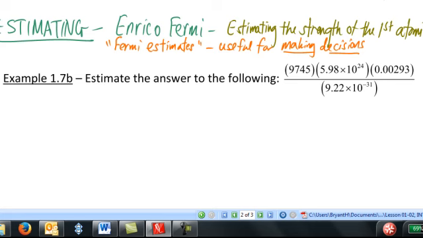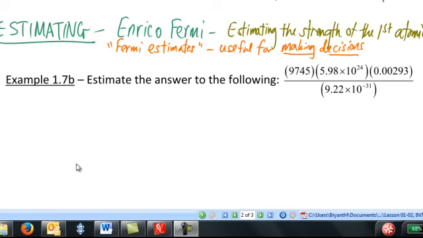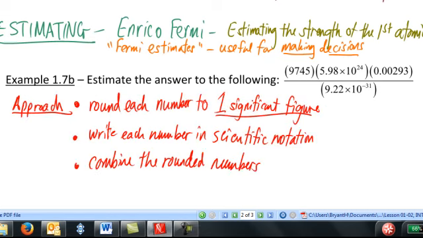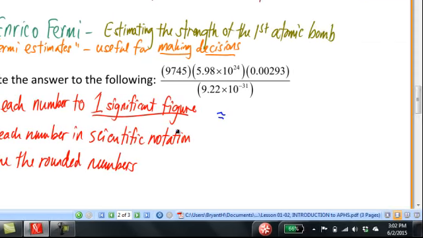You should round each of the numbers that you're combining to the nearest power of 10 with one significant figure, and write those numbers in scientific notation. Once you've done that, then you want to follow the rules of multiplying and dividing with scientific notation and come up with an answer that's to the nearest one significant figure. So in this example, I'm going to round each of these numbers. 9,745 is nearly 10,000. 5.98 times 10 to the 24 is 6 times 10 to the 24, and 0.00293 is about equal to 0.003. Downstairs, 9.22 is about equal to 9.